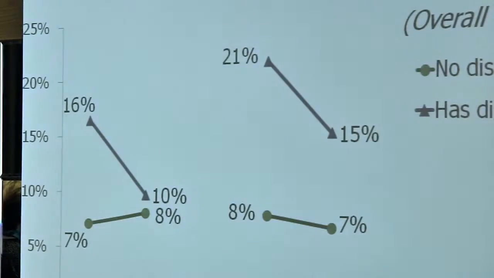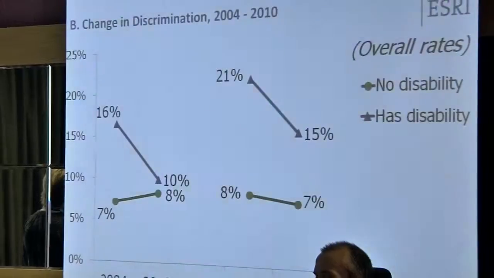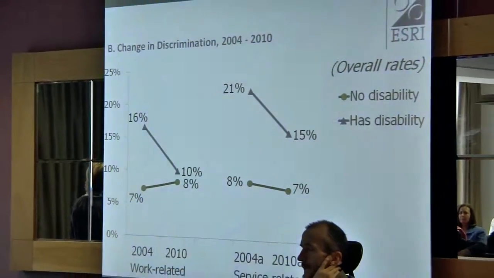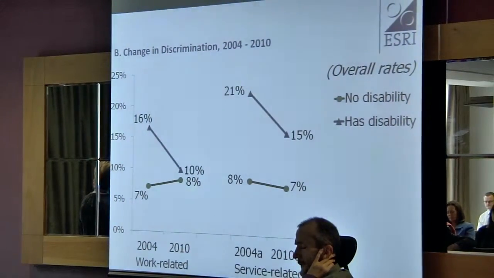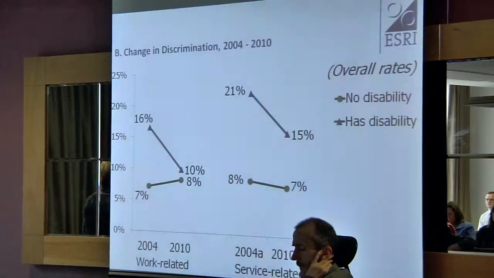In terms of service-related discrimination, you see an improvement, but you still see at the end of the period a big gap between people with and people without a disability. In 2004, 21% of people with a disability reported discrimination in accessing services. That had fallen to 15% by 2010.